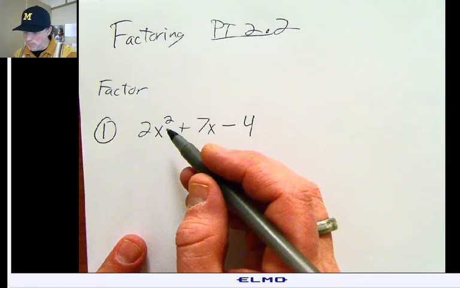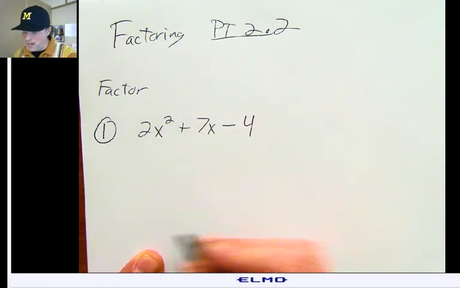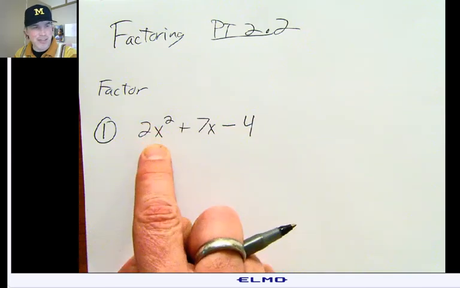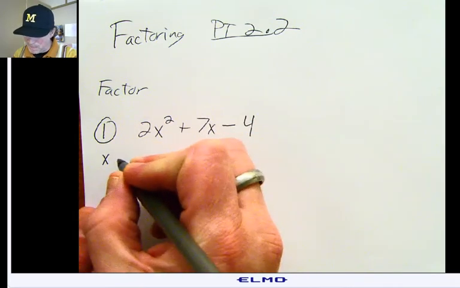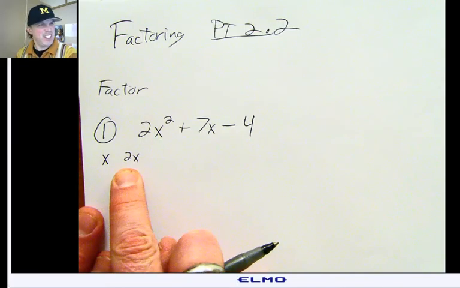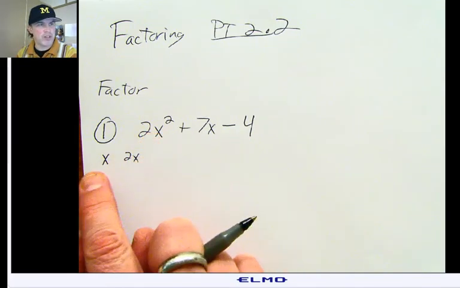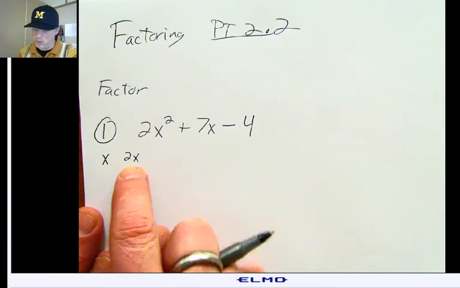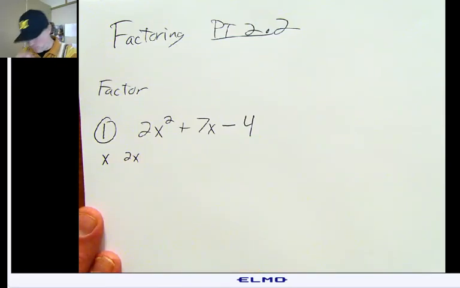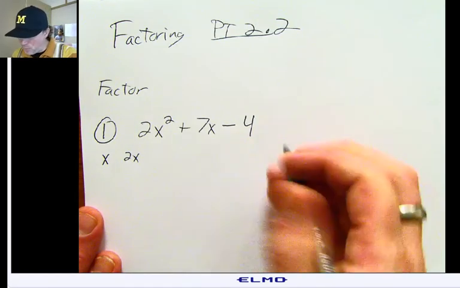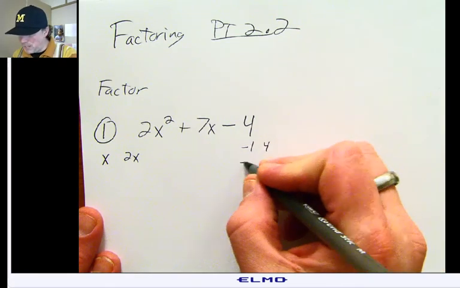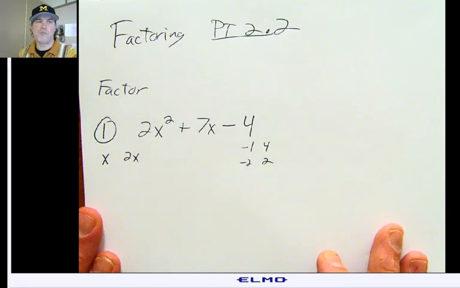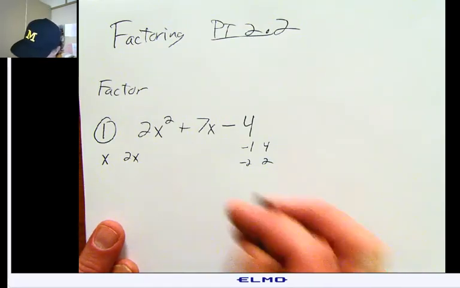So, when I factor, my answer needs to give me this 2x squared. The only way to multiply to 2x squared is x times 2x. So that must be the one that I'm looking for. To multiply to a negative 4, it could be negative 1, positive 4. It could be negative 2 and positive 2. And that's it. So actually not many options here.